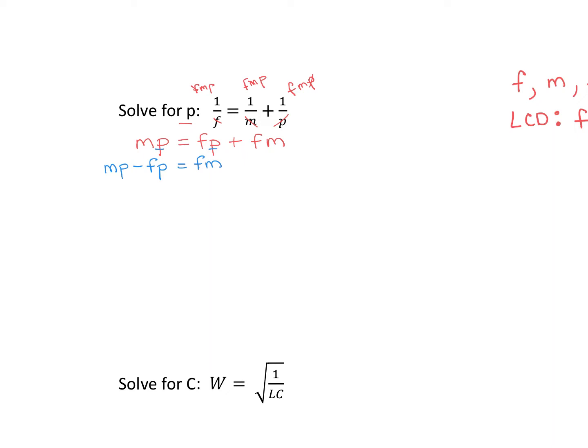Because those are not like terms, I can't combine them. I have two different p's, and I need only one. So what we do in that case is we factor the p out, like this, and then we divide by the binomial m minus f. So in this case, p is fm divided by m minus f. You can try that again and solve for m and see what that would look like, but it's very similar.